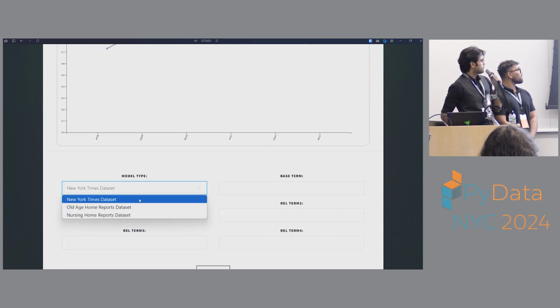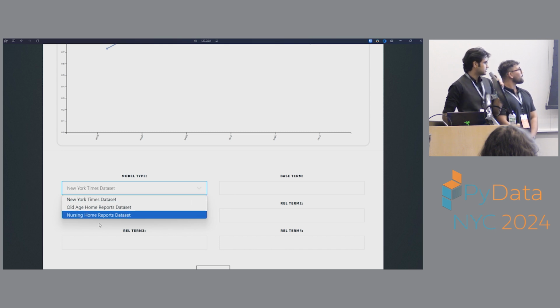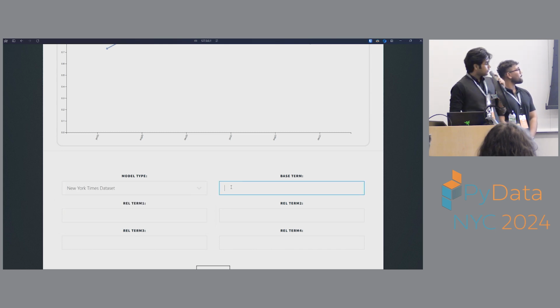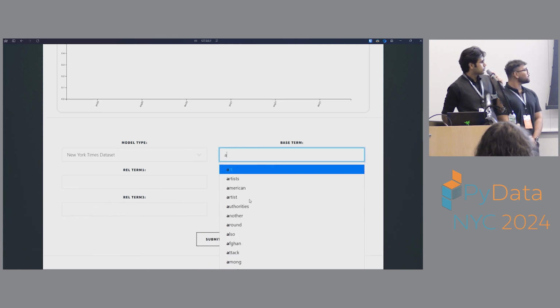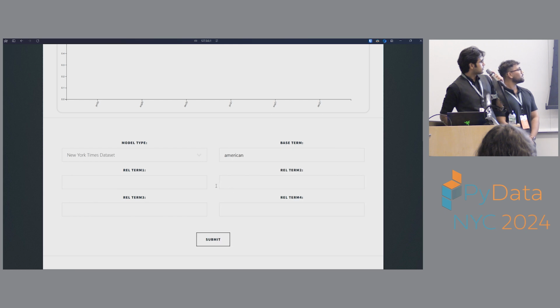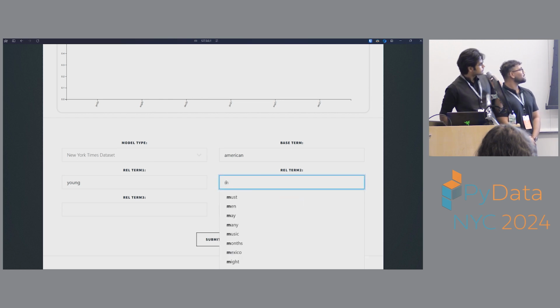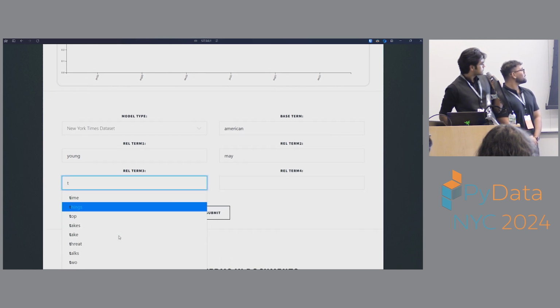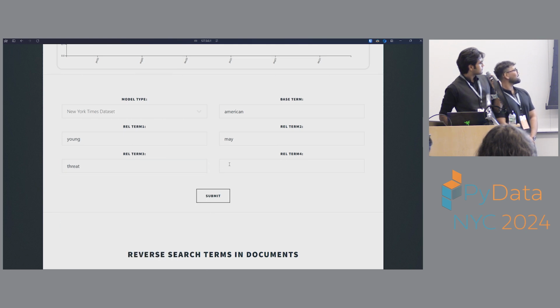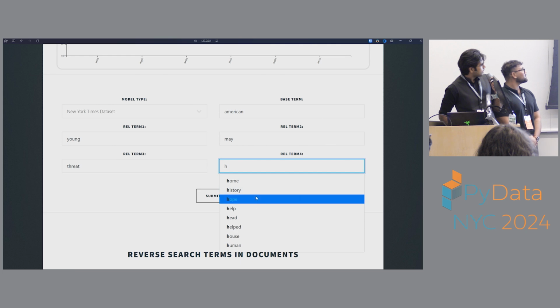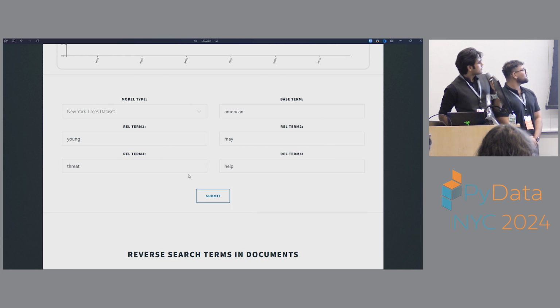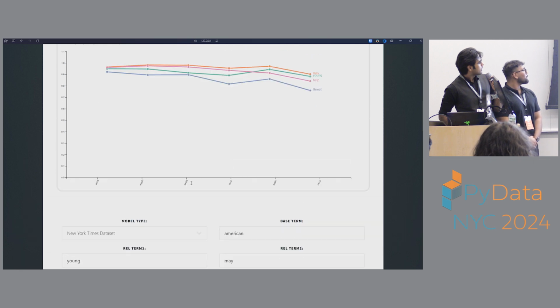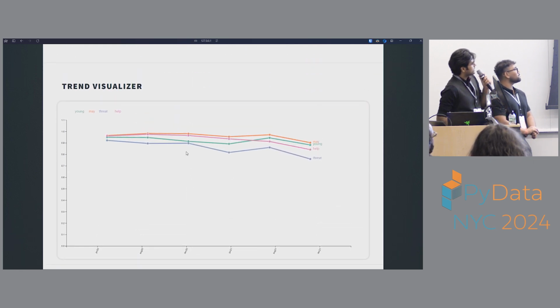We have three sets of data, going from our smallest data set to our largest data set. This has an autocomplete built in for words that are 80% similar. So we can choose something interesting, maybe help. And now we can see the visualizer update in real time.